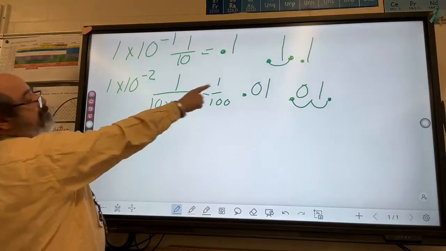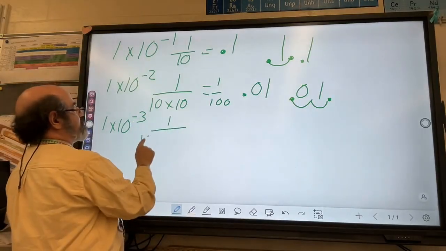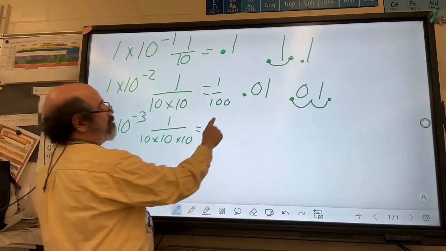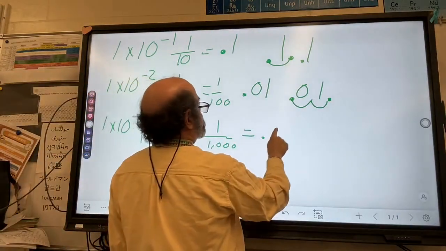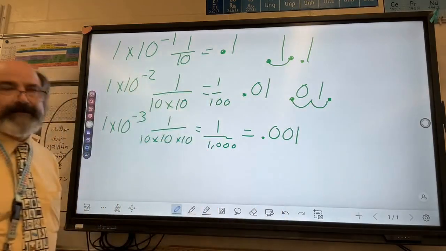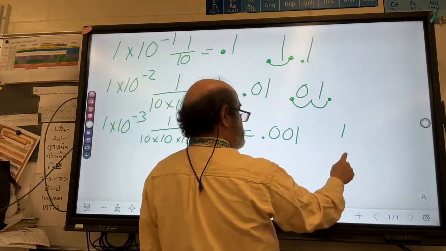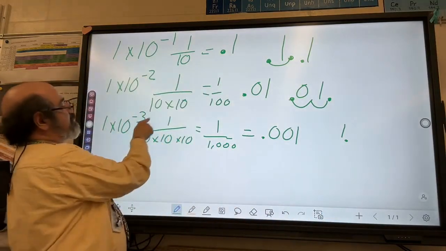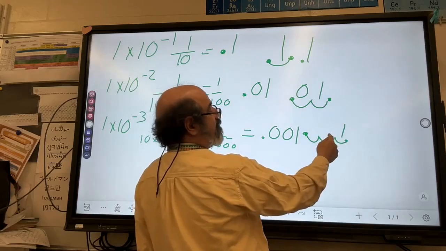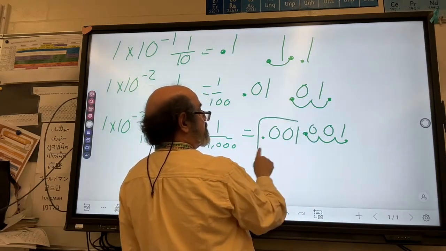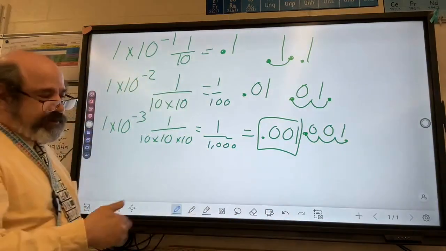So now let's do some more so you can see the pattern, same pattern. 1 times 10 to the minus 3 is really 1 divided by 10 times 10 times 10, or 1 over 1,000, or 1,000th, which is 0.001. How do we get that? Well, we can do the decimal bounce. So we move the decimal point from the 1, and we're going to move it how many times? 3 times. 1, 2, 3. Decimal point is now there. The first space is taken up with the 1. So now we have the answer. There it is, 0.001, where those zeros are filling in those 2 spaces, even though we moved the decimal 3.